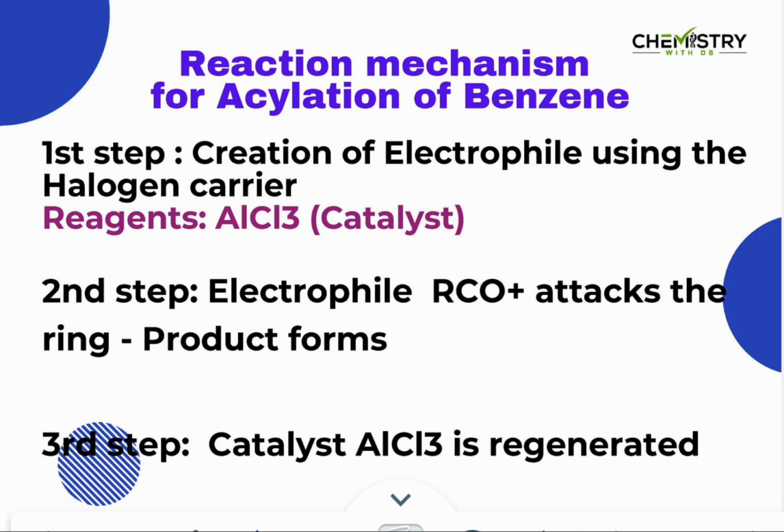If an acyl group needs to substitute one of the hydrogen atoms, then we would need to use an acyl chloride, depending on which acyl group needs to be attached to the benzene ring. Now we would again need a halogen carrier, which is AlCl₃, which will take up this chlorine from here, forming the acyl ion. Now in the second step, the acyl ion will attack the ring in the usual way, like all electrophiles do, and in the third step the catalyst will be regenerated.